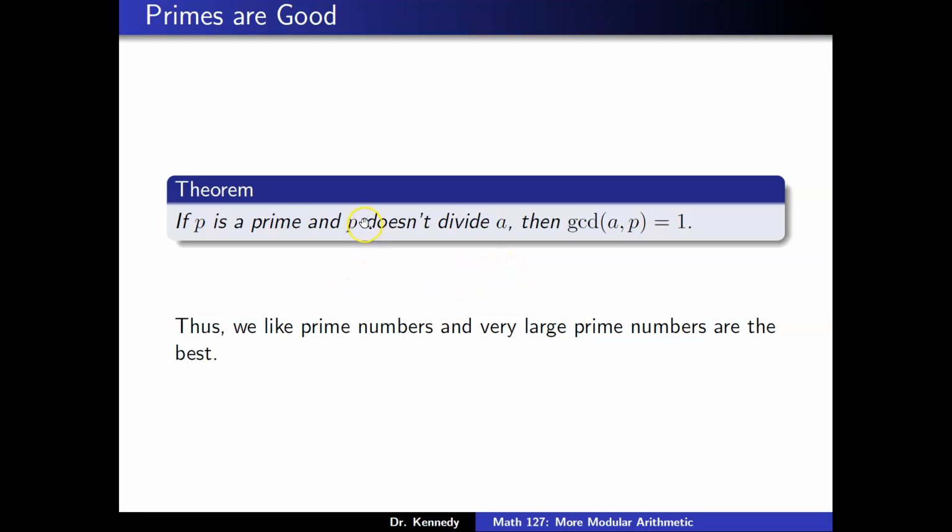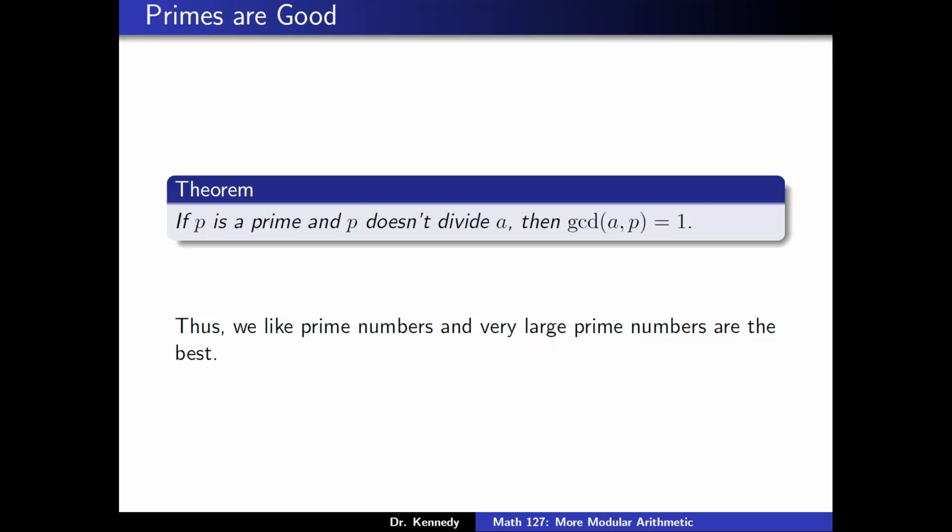But the only thing that factors P other than 1 is P itself. So as long as P doesn't divide A, they must be relatively prime. Okay, this is part of why we like prime numbers. We can take any value less than it, and we know that it is automatically relatively prime. The other thing is when we take values larger than it, again, unless it's an actual multiple of the prime, we know that it's going to be relatively prime as well.